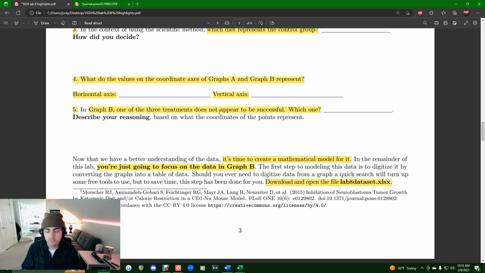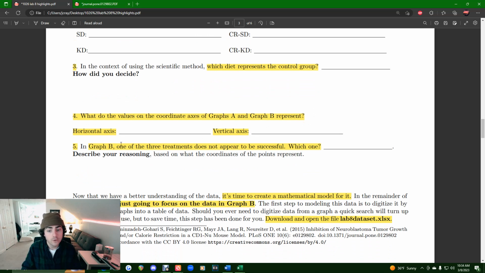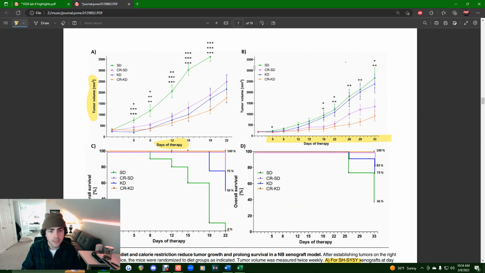In graph B, one of the 3 treatments does not appear to be successful. Which one? Keep in mind they say one of 3 treatments. Once we've identified the control group as the standard diet, there are 3 other actual treatments apart from the control group, right? So they're saying one of those 3 treatments does not appear to be successful on graph B. Keep in mind the green is the standard diet, so that's our control. We're not considering that as one of the 3. So of the remaining 3, which one doesn't appear to be successful?